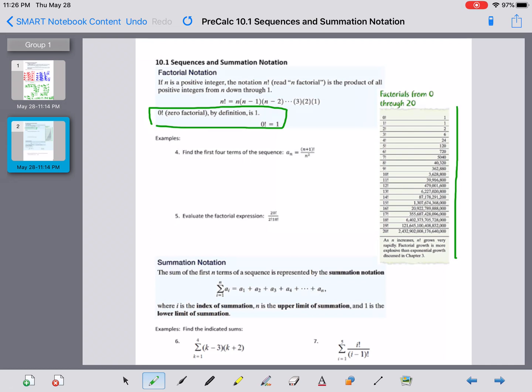For number 4, it says to find the first four terms of this sequence. Once again, we're just going to use our notation. On the left side is our order, our a sub 1. This time I have 1 plus 1 factorial over 1 squared. So 1 plus 1 is 2, and 1 squared is 1. 2 factorial is 2 times 1, the same thing as just 2. Divided by 1 is 2. So a sub 1 is going to be 2.